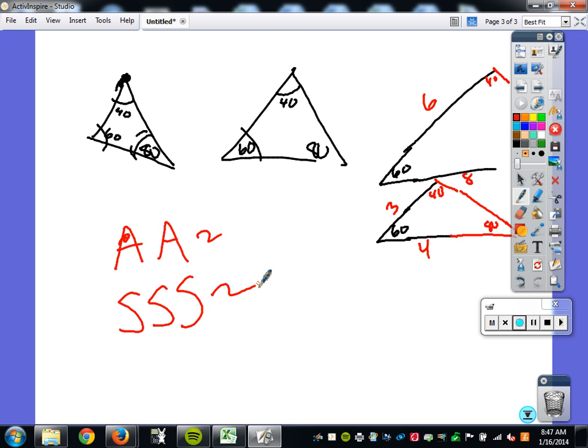So you have angle-angle similarity, side-side-side similarity, and then the other one we could do is side-angle-side similarity. Those are the three ways that we can prove if something is similar. Let me give you an example of what I mean by each.